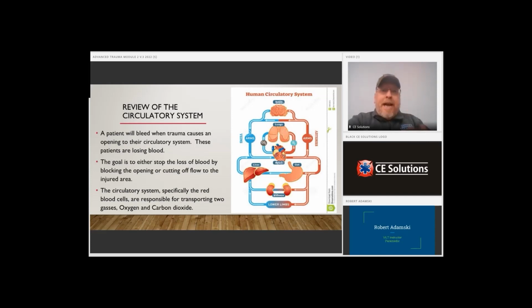Now, the components of the circulatory system consist of, if you want to use a plumbing analogy, several main components. The first is the pump. And that would be the heart. Second, we have our blood vessels: arteries, veins, capillaries, etc. They act as the plumbing or the tubing.